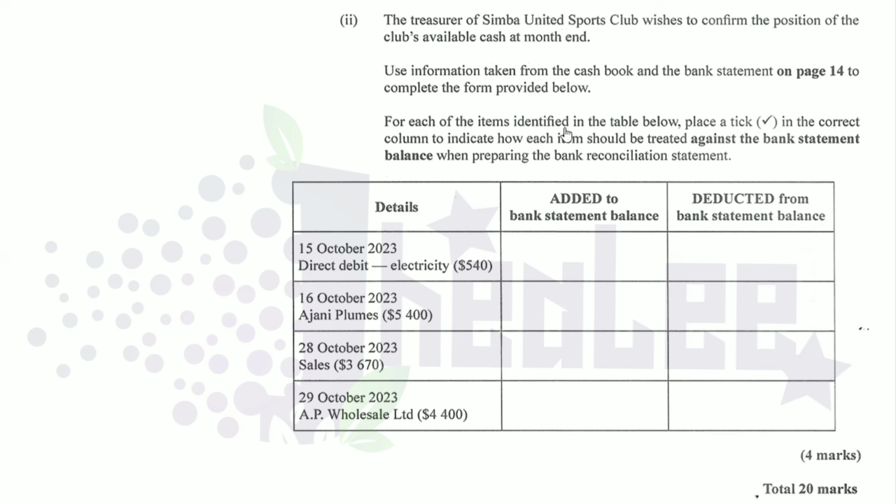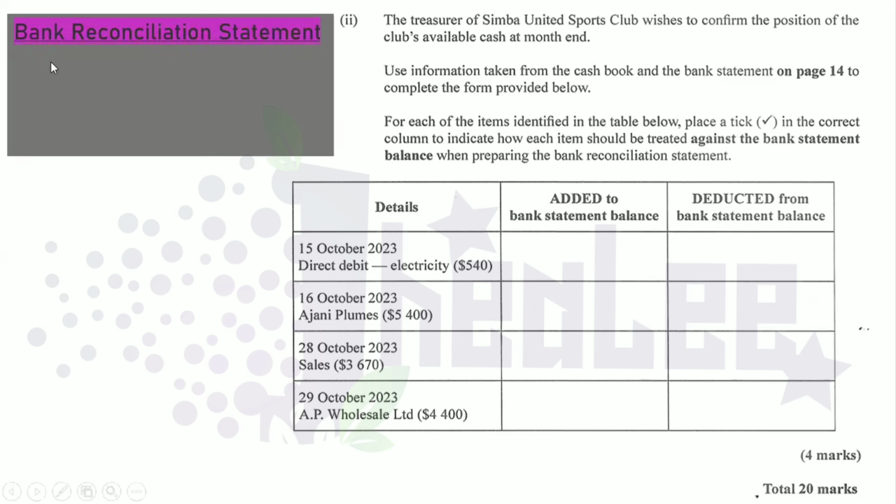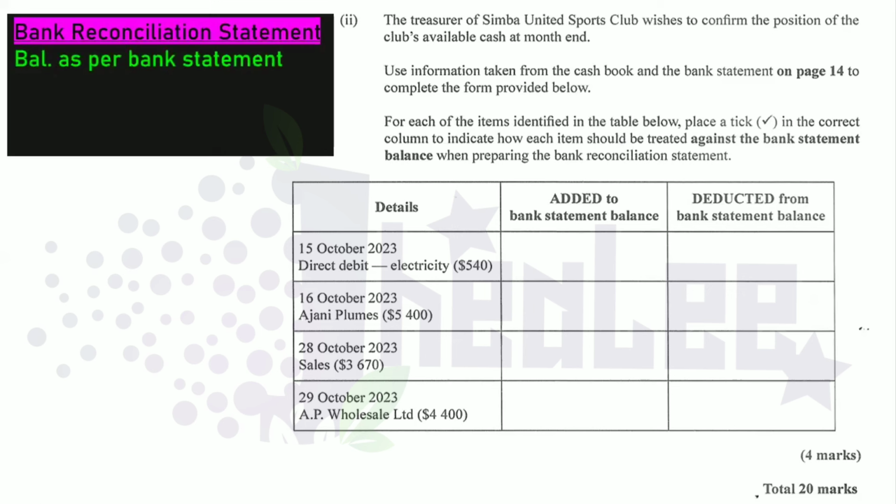For each of the items identified in the table below, place a tick in the correct column to indicate how each item should be treated against the bank statement balance when preparing the bank reconciliation statement. Now, because it states how it would affect the bank statement balance, it means that you're going to be looking at the bank reconciliation statement format where you start with the balance as per bank statement. And just a reminder, this is the balance as per bank statement.